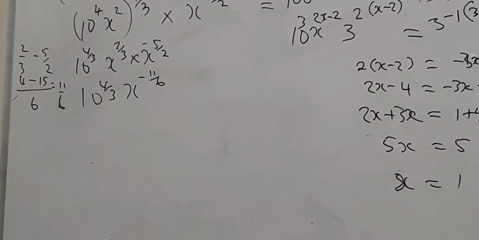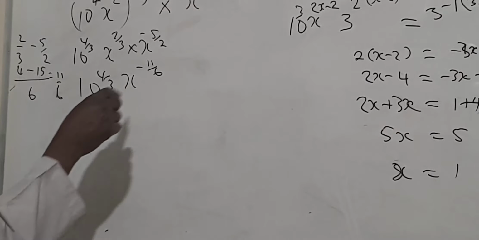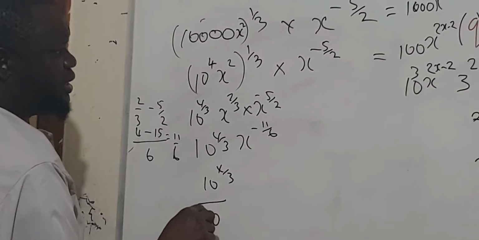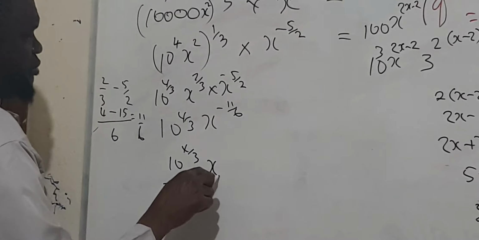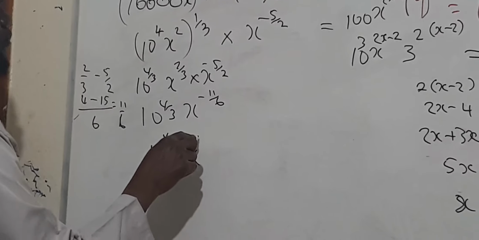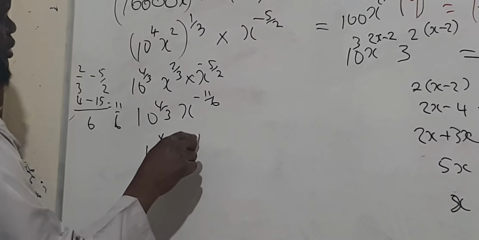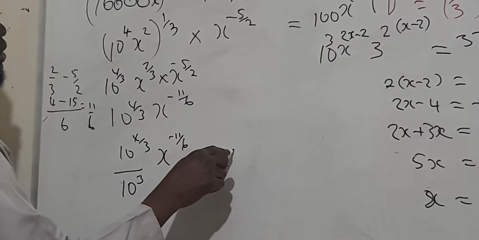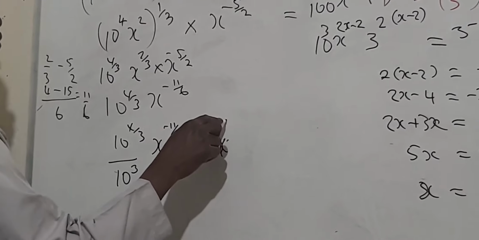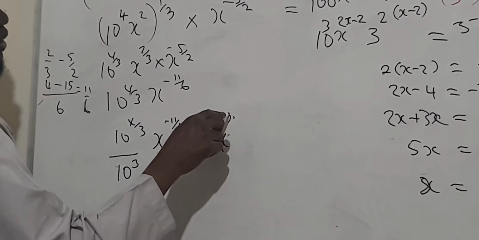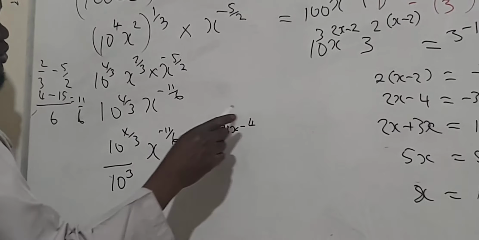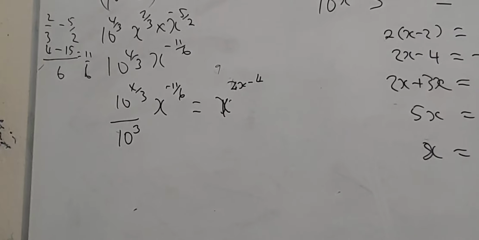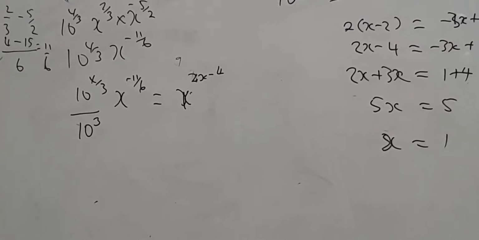Okay, so this will be 10 to the power 4 over 3 divided by 10 to the power 3, x to the power minus 11 over 6, is equal to 10 to the power, x to the power 4x minus 4, 2x minus 4. Are you lost?